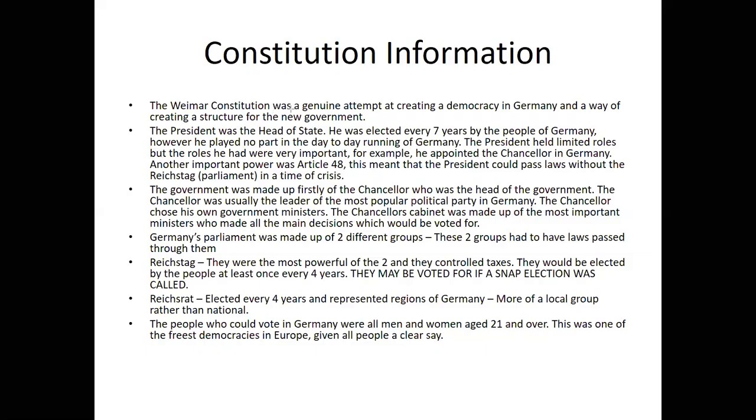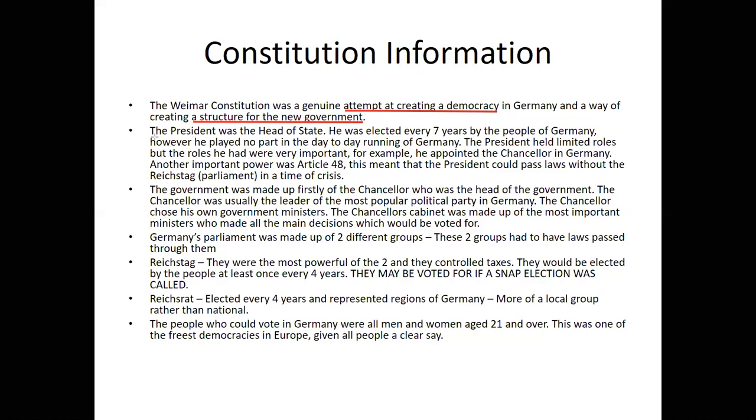The Weimar Constitution was a genuine attempt at creating a democracy. It was a way to try and get people freedom. It was a way to start a new type of government in Germany, and a way of creating a structure for the new government. So, what was the structure?